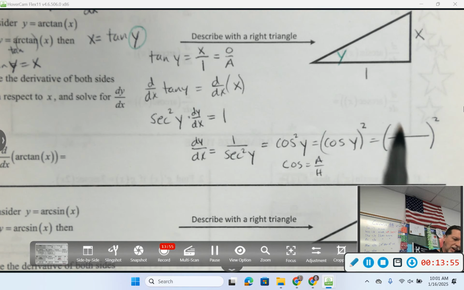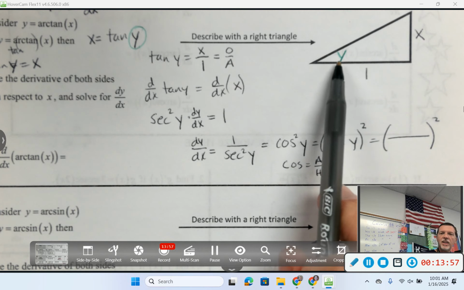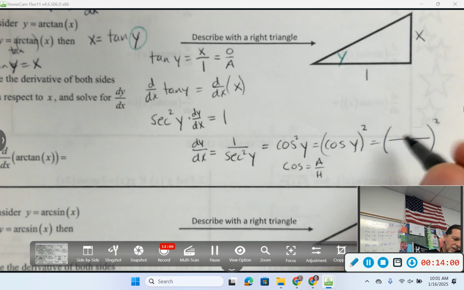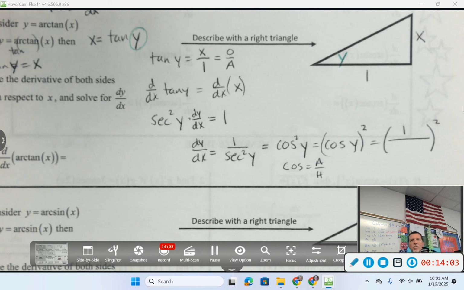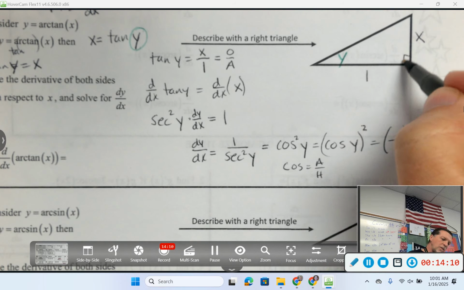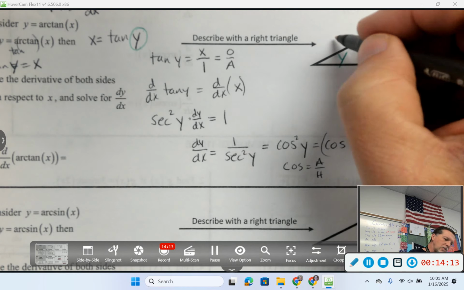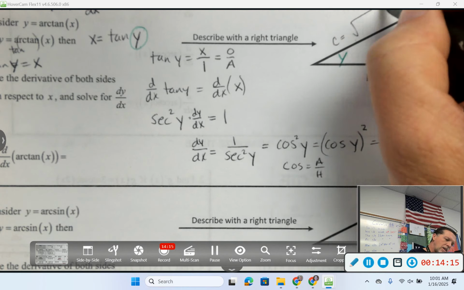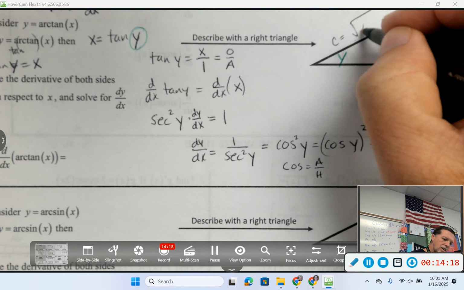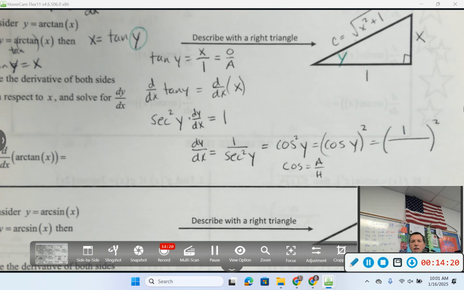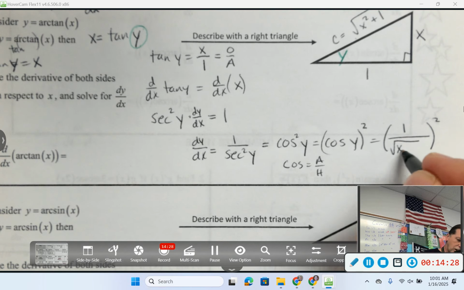So let's see. Adjacent is 1. That's easy. Hypotenuse. Oh, that one's not as easy. We can use a squared plus b squared equals c squared to get the hypotenuse. So that'd be the square root of x squared plus 1. Right? A squared plus b squared equals c squared. So square root of x squared plus 1.